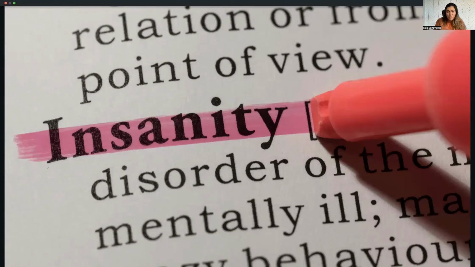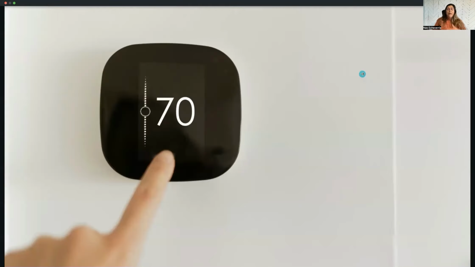But the definition of what's known as Einstein's insanity is doing the same thing and expecting a different result. Here we are marketing over and over again, doing the same thing over and over again and expecting a different result. So, what I want to share with you here today is what we call a closed loop system.